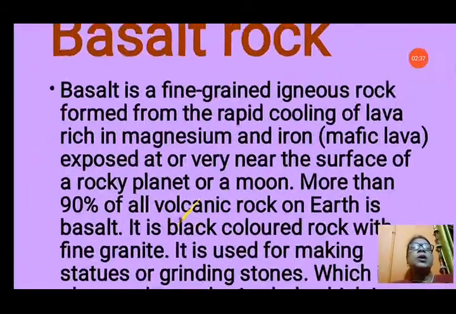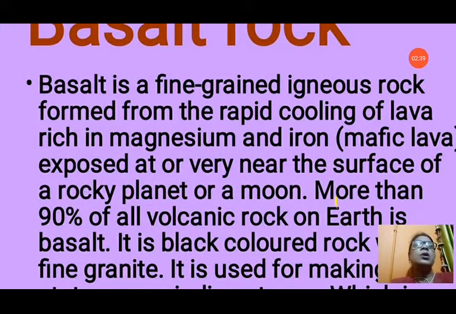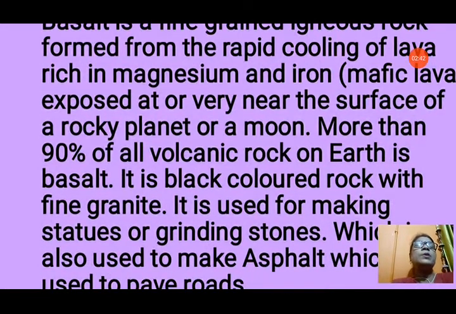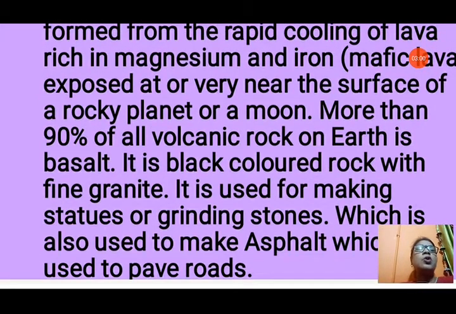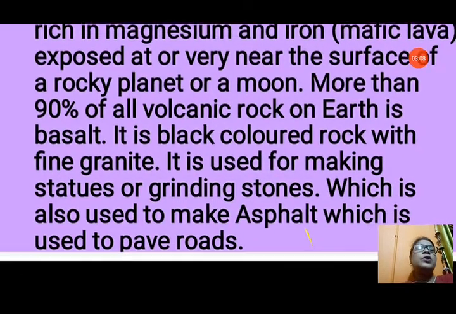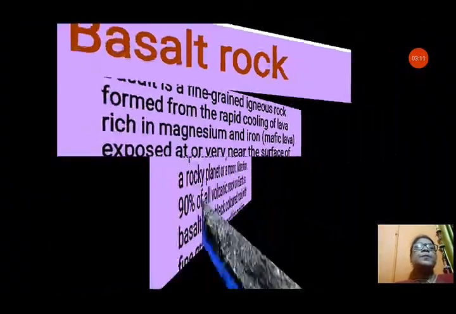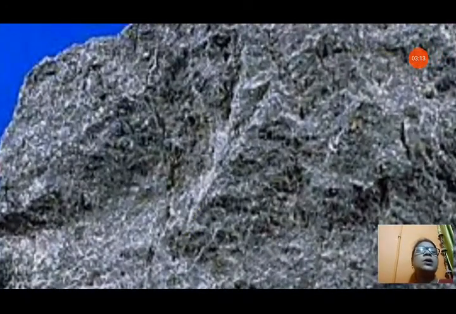Now, next is basalt. Basalt is a fine grained igneous rock formed from rapid cooling of lava. That means when lava rich in magnesium and iron cools very quickly, it forms basalt rock. It is exposed at or very near the surface of a rocky planet or moon. More than 90% of all volcanic rocks on earth is basalt. It is a black colored rock with fine grains. It is used for making statues or grinding stones, and also to make asphalt, which is used to pave roads. Here you can see the black colored basalt rock.